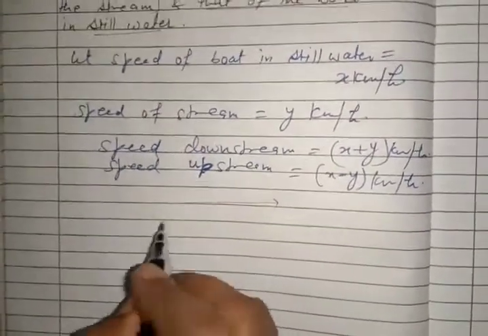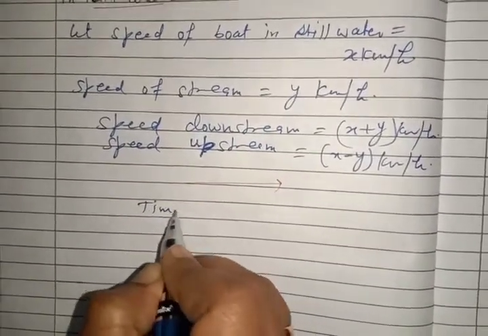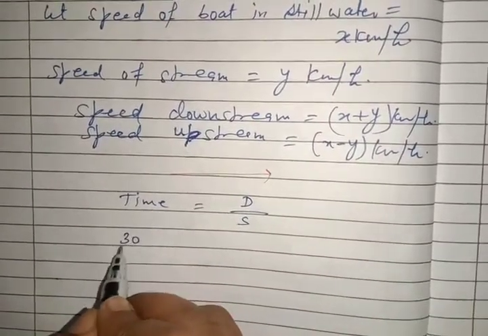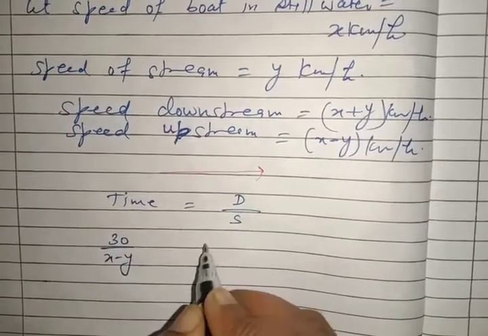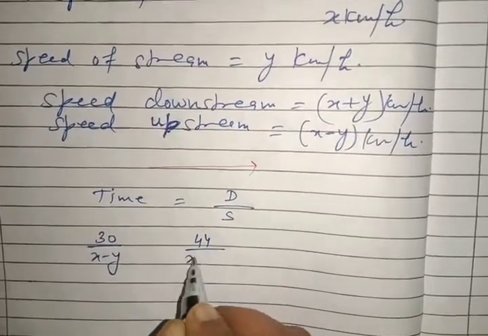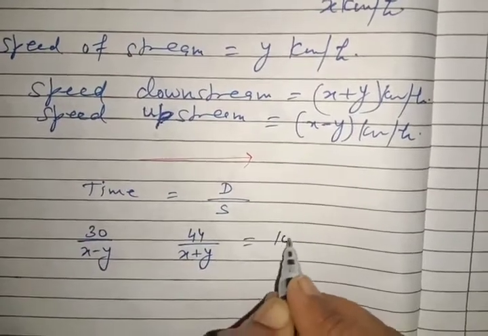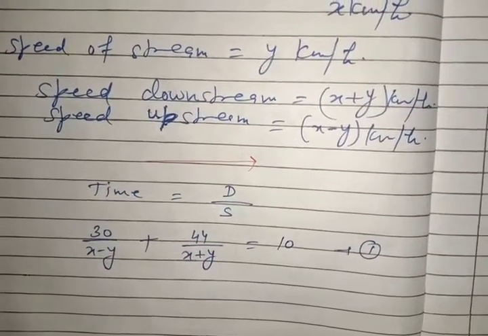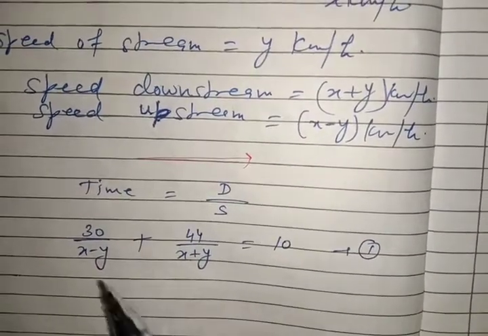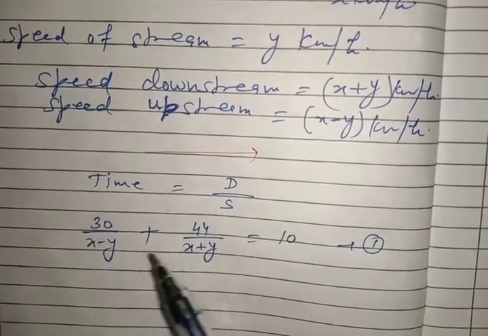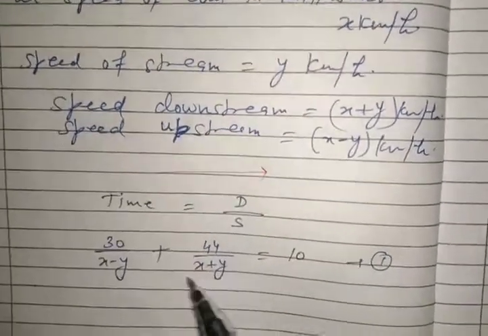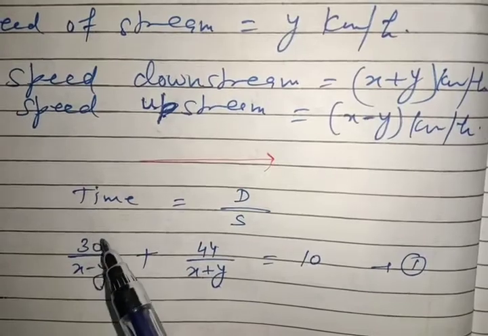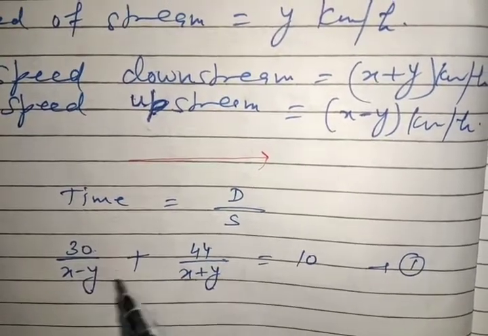Time, the formula for time, again and again I am telling you, in every question is just the same: distance upon speed. So 30 upstream and 44 downstream. The total time taken is 10 hours. This is the first equation. I hope this is clear to you. If there is any doubt, ask in the comment box. 30 upon upstream speed, 44 upon downstream speed, distance upon speed, the time taken upstream plus the time taken downstream, total is 10.